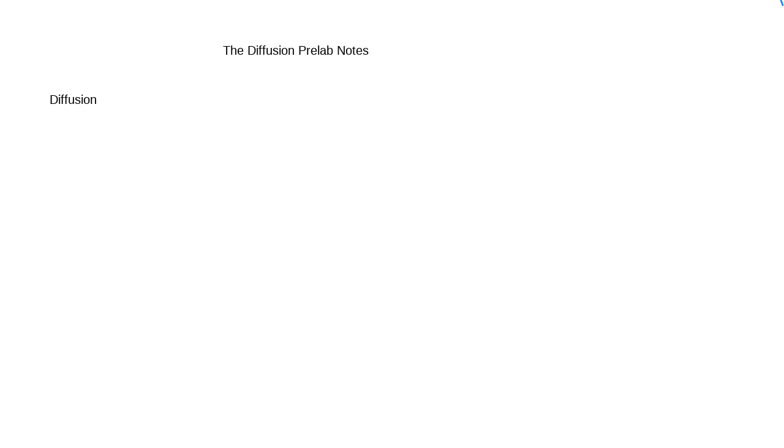Diffusion is a process where molecules move from high to low.